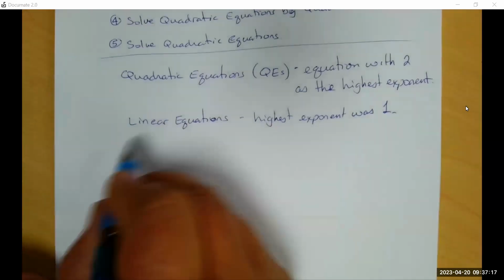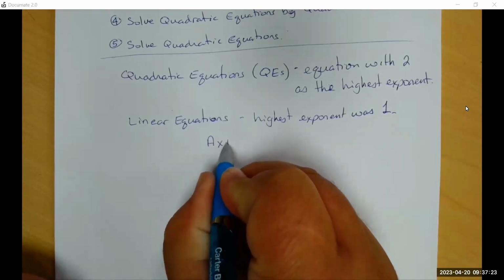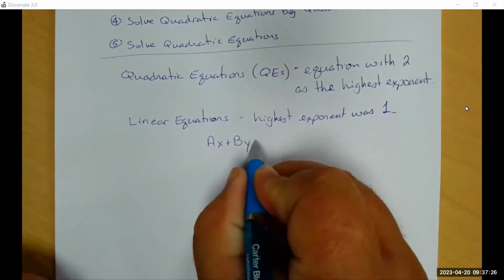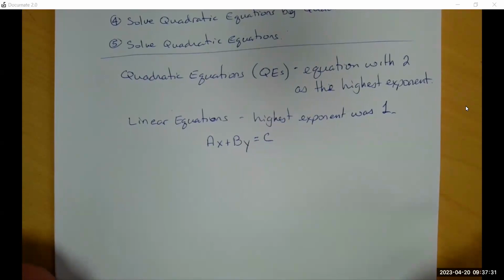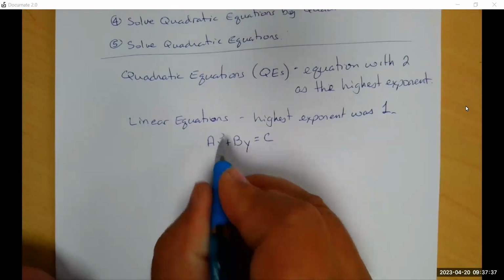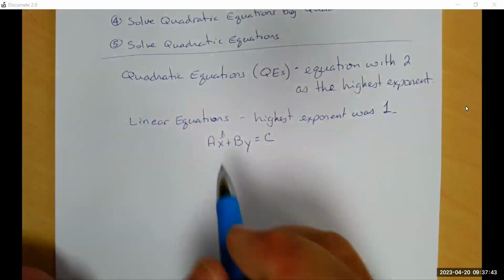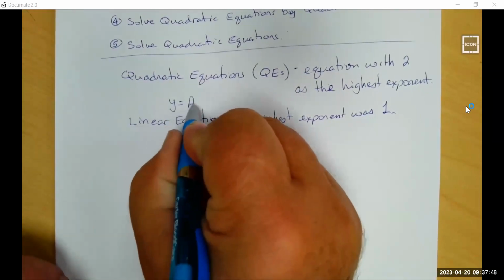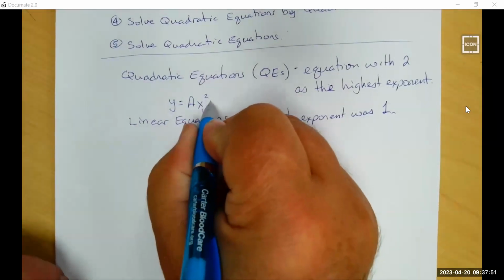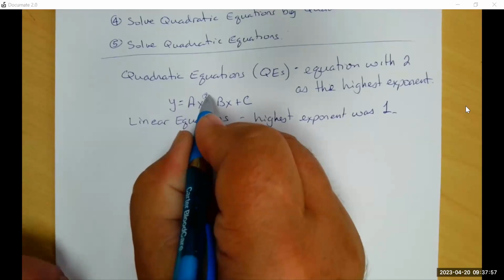So the general form of linear equations is like this, where you see the exponent of x is 1. It doesn't have one, so it's 1. So the general form of a quadratic equation is ax squared plus bx plus c, where the highest exponent is 2.